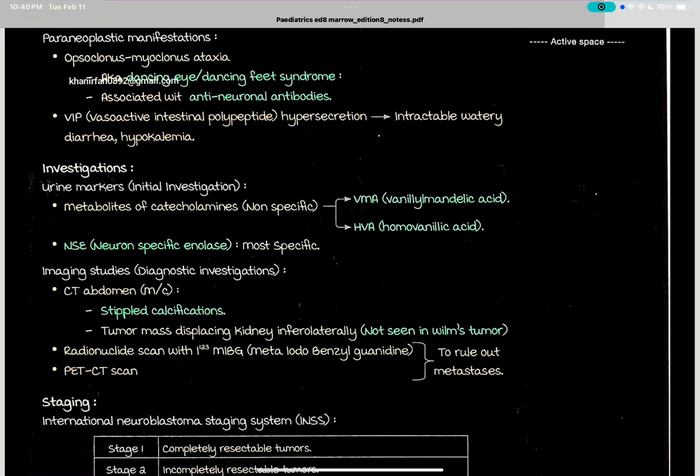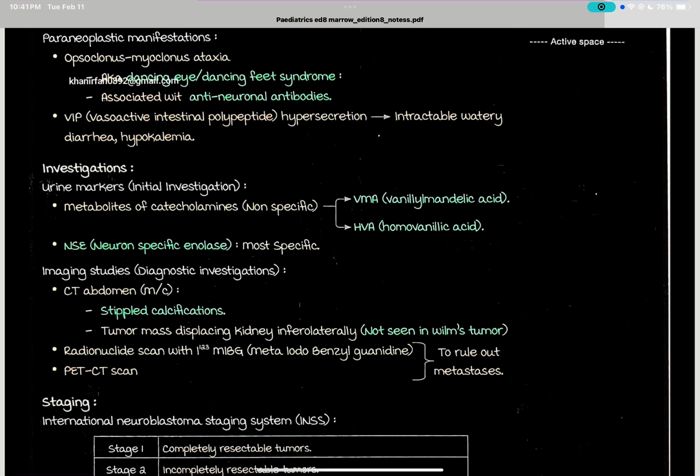VIP, vasoactive intestinal polypeptide, hypersecretion causes intractable watery diarrhea and hypokalemia. So because of VIP hypersecretion, what happens is watery diarrhea and hypokalemia.